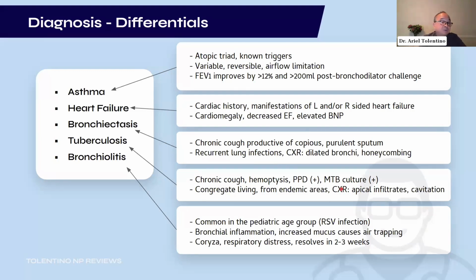And these areas in the lungs would usually be the apices. So we have a lot of infiltrates on the top parts of the lungs. In severe cases in pulmonary tuberculosis, you will be able to see cavitation.